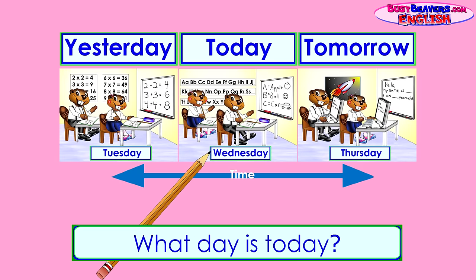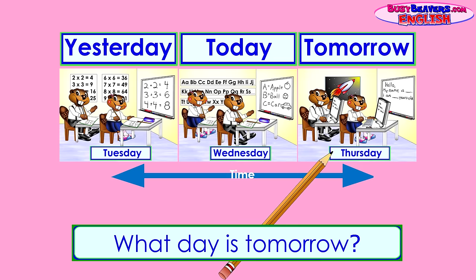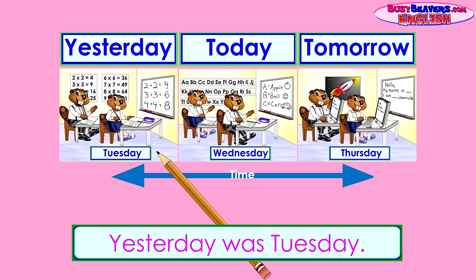What day is today? Today is Wednesday. What day is tomorrow? Tomorrow is Thursday. What day was yesterday? Yesterday was Tuesday.